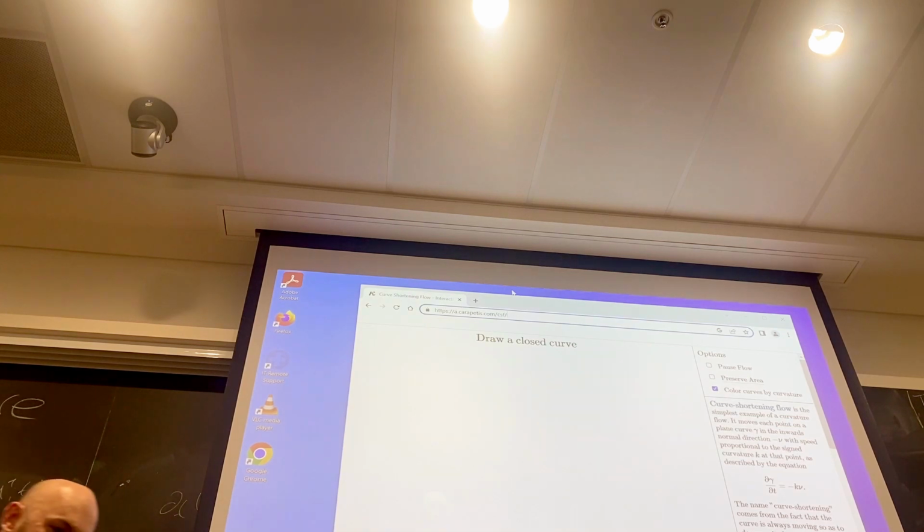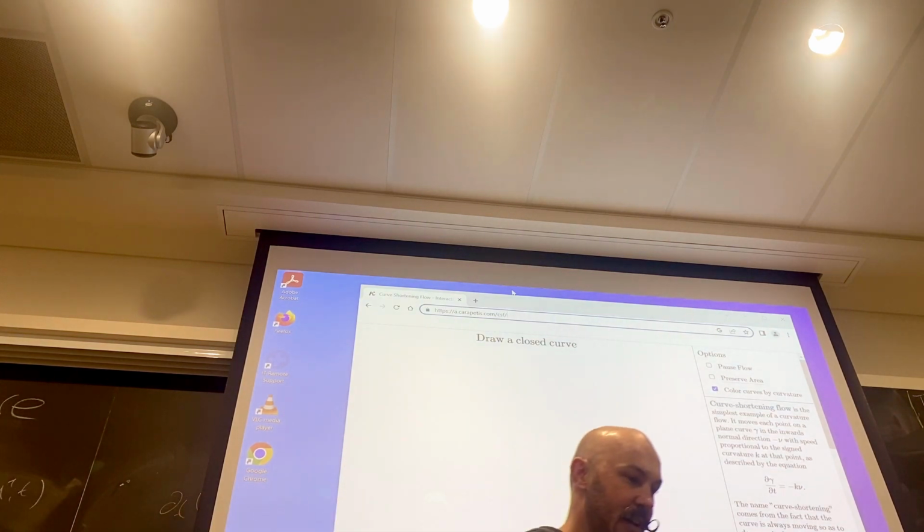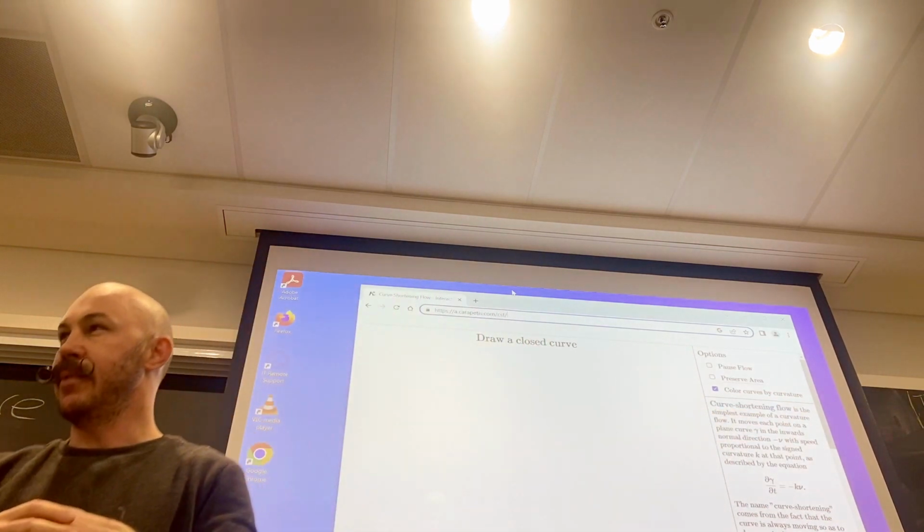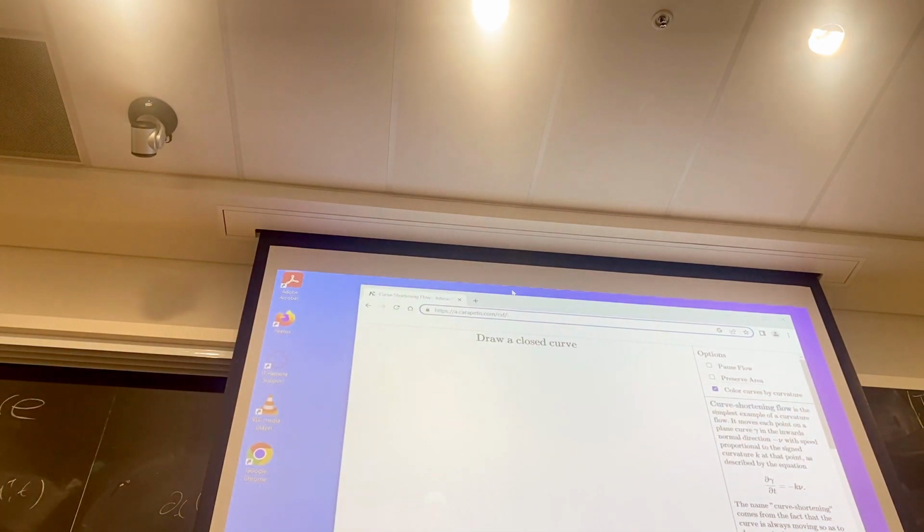So in general relativity, you can look at so-called time-symmetric initial data sets, which I think you'll know what I mean by time-symmetric. That's a special kind of three-dimensional space-like slice in general relativity. And you can look at two-dimensional surfaces in that three-dimensional space-like slice.